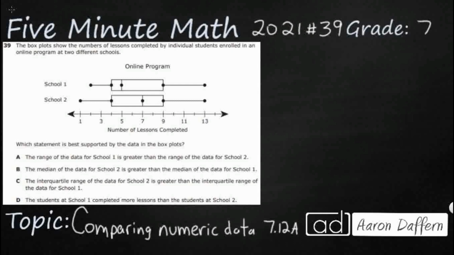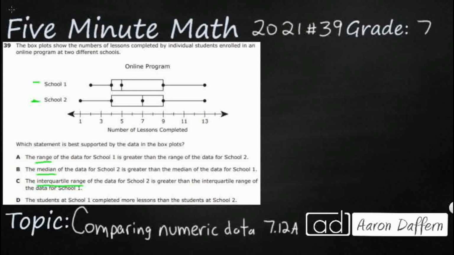So we have box plots here showing the numbers of lessons completed by students at two different schools, and you notice both of these box plots are stacked on top of each other. We've got school 1 on the top, school 2 on the bottom, using the same scale, so it's going to be easy to visually compare some of these things. But you notice that we've got some terms here that are not defined for us that are very important. Range, median, interquartile range. We don't necessarily have a vocabulary word in D. We'll get to that at the very end.